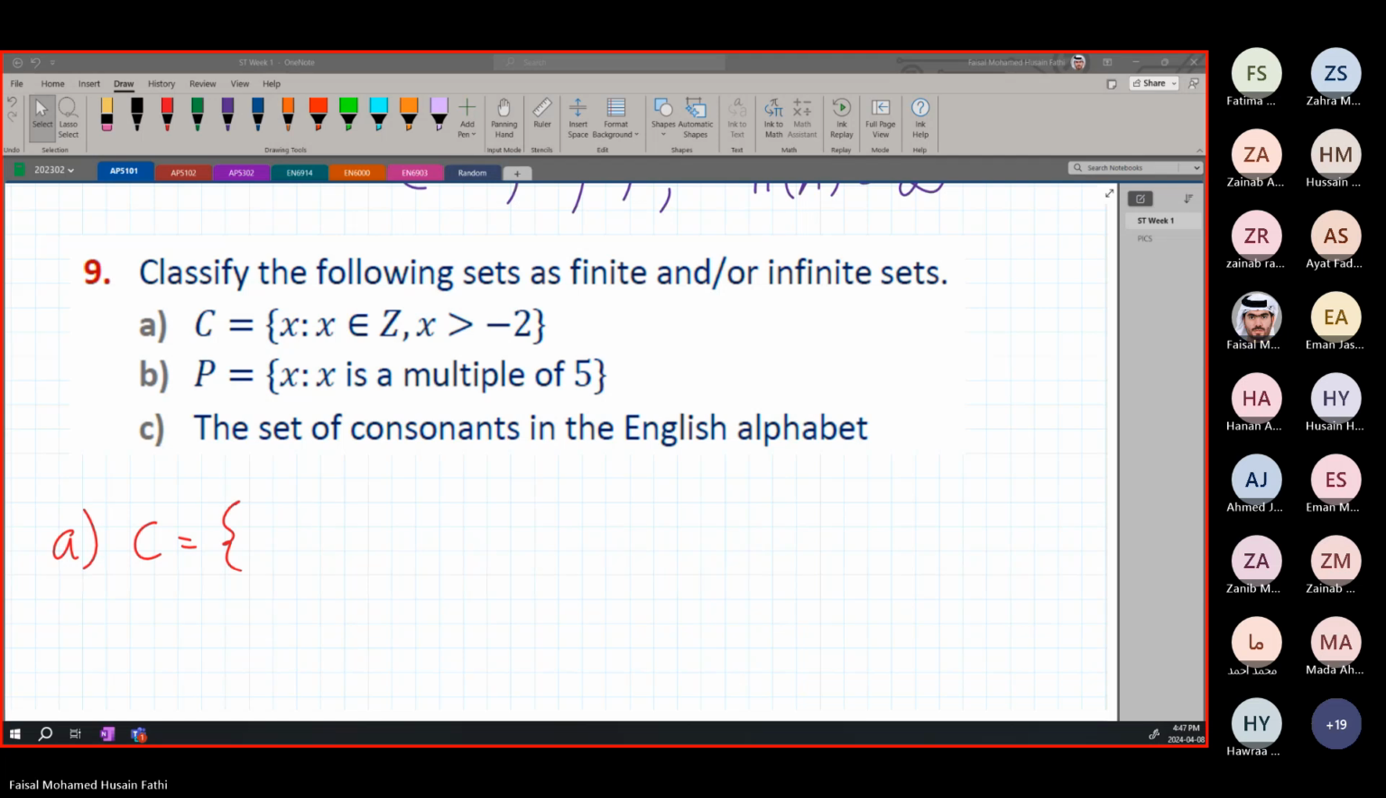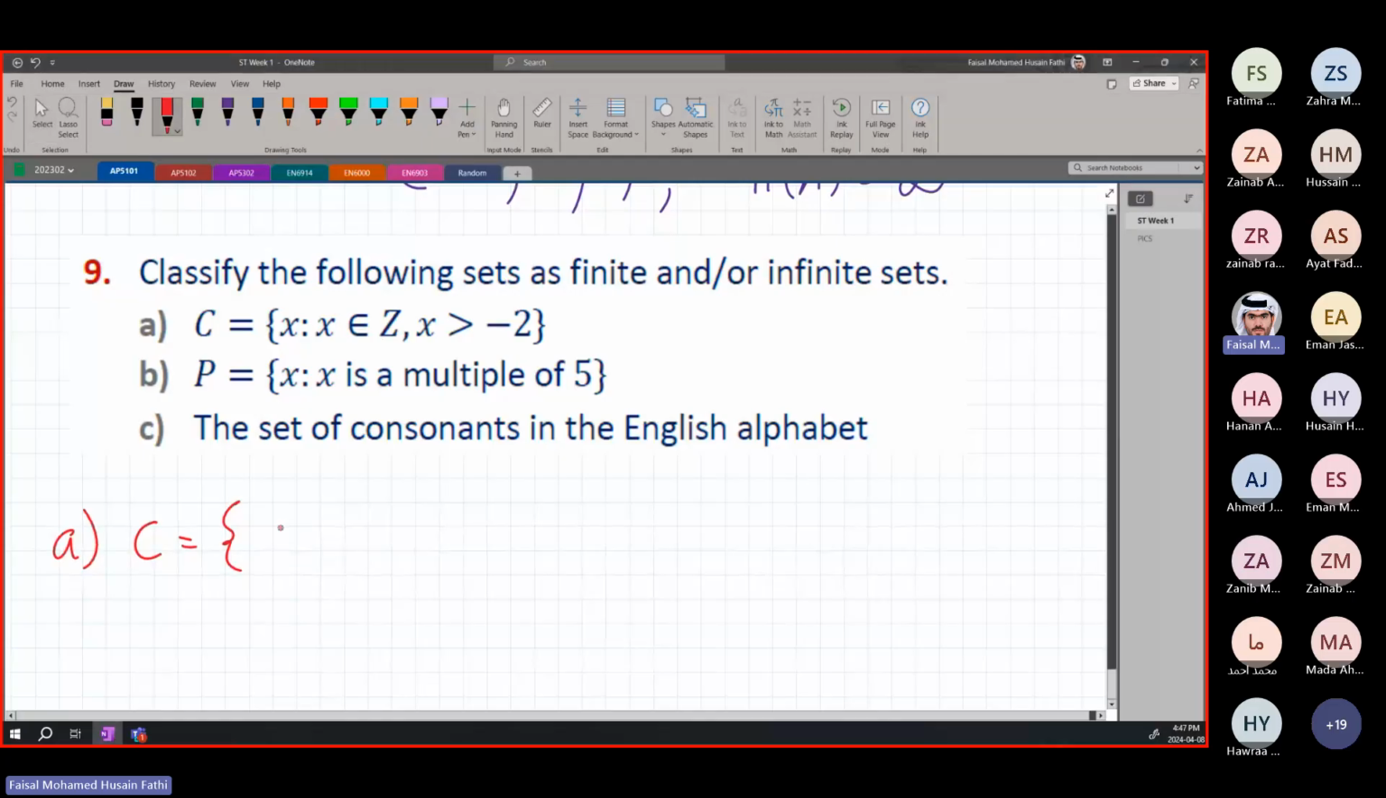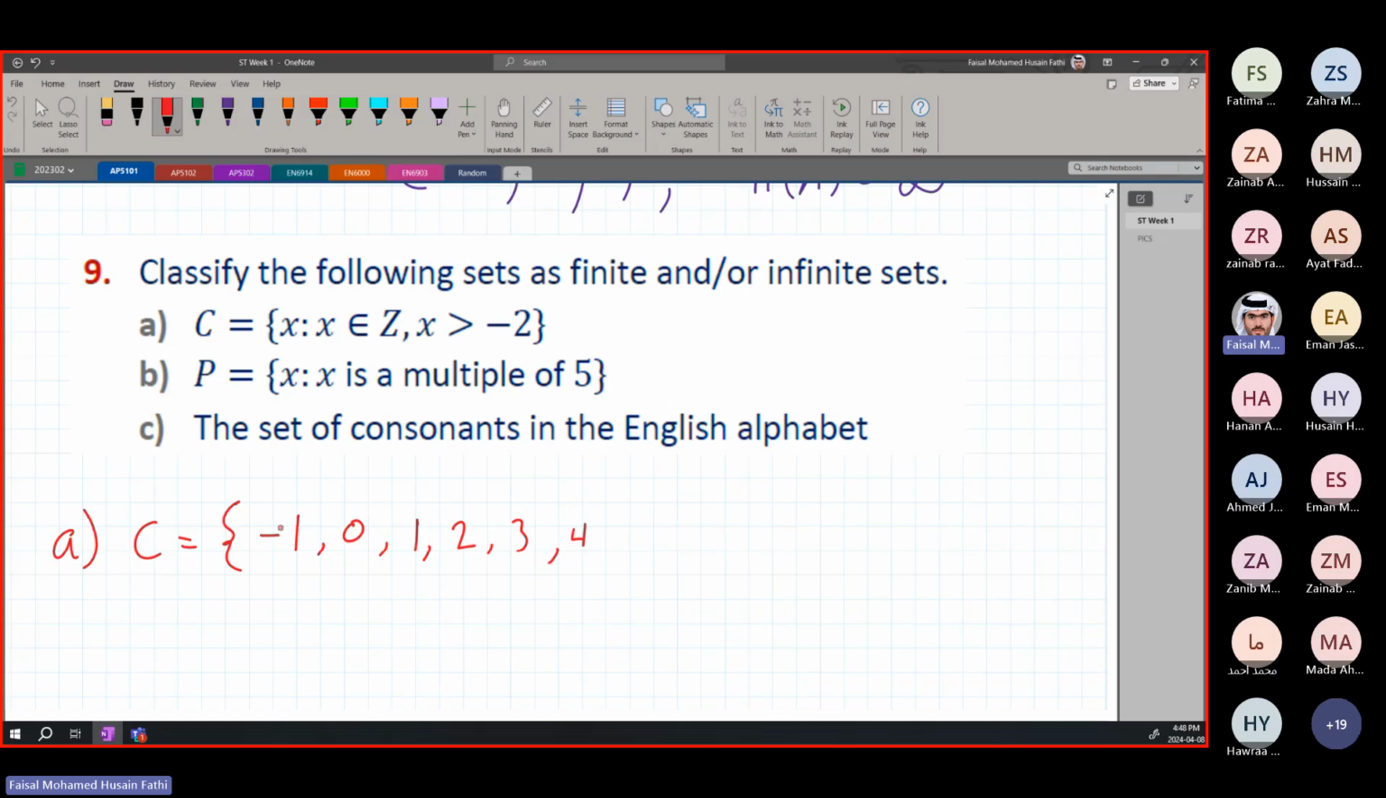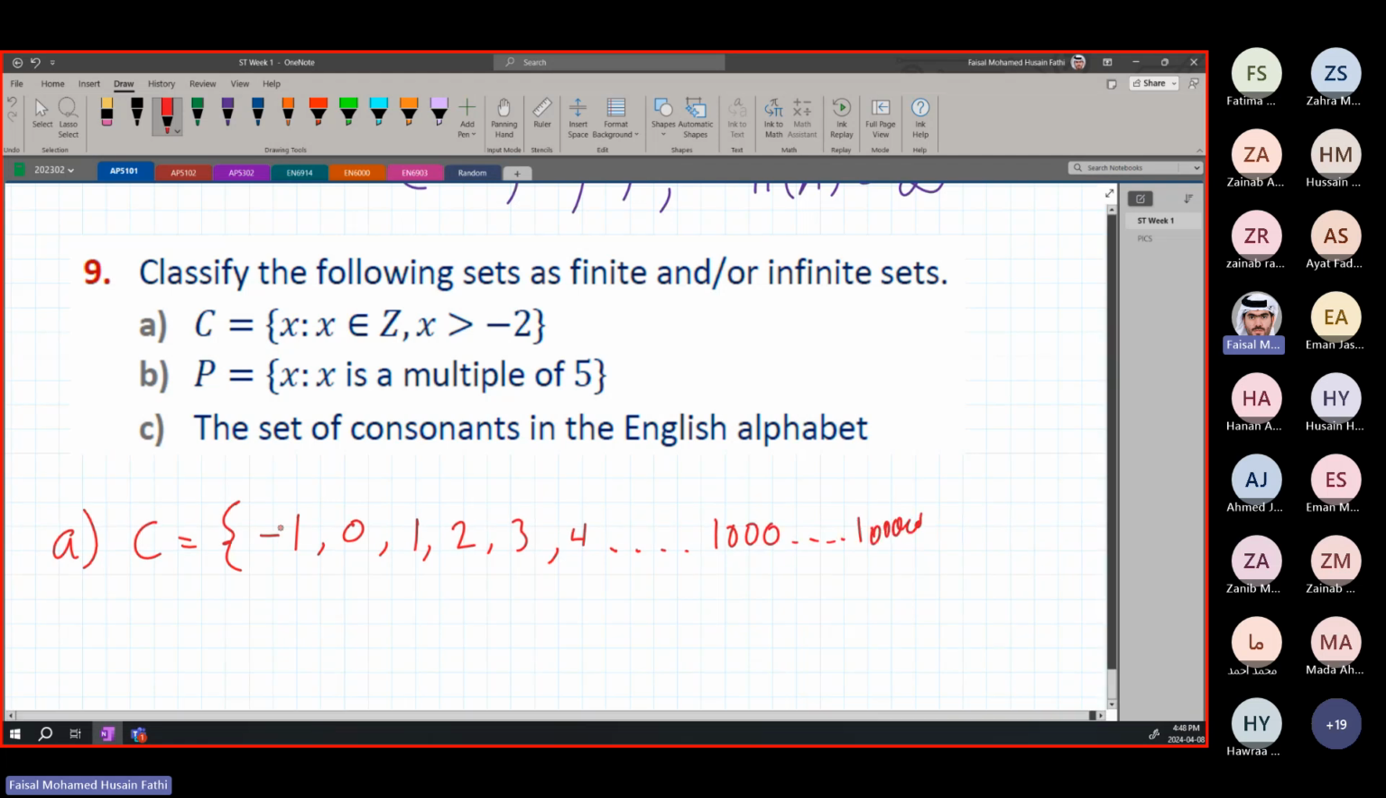Back to the question. Now we have X is an element of Z, so it's an integer, starting from -2, but it's greater than, not equal. So the next value will be -1. The next value will be 0. The next value will be 1. The next value will be 2. The next value will be 3. The next value will be 4. We will never stop. Why? Because we don't have a limit. We just know it's going to be greater than -2. We know that it starts from -1 basically, but it will keep on going forever until you reach 1,000, and then you're going to reach 1 million. And then it keeps going. So the question asks if it is a finite or infinite set. So this is going to be an infinite set.